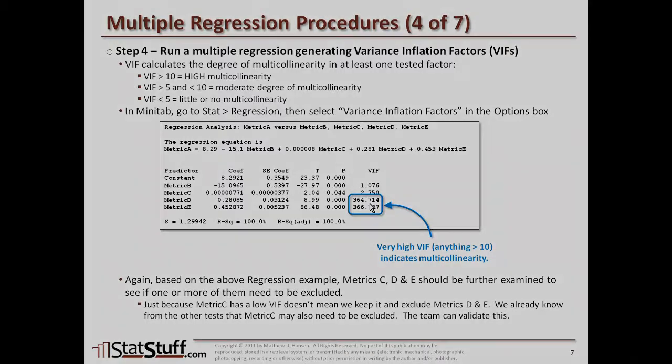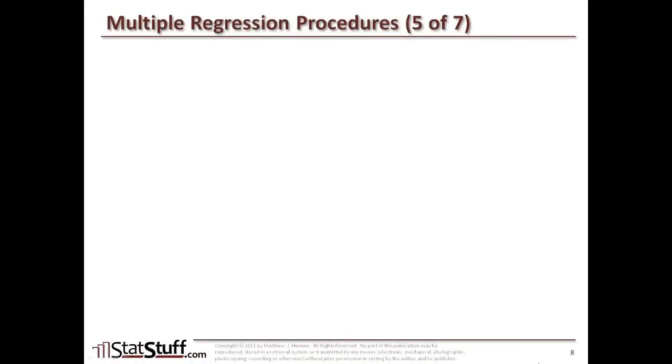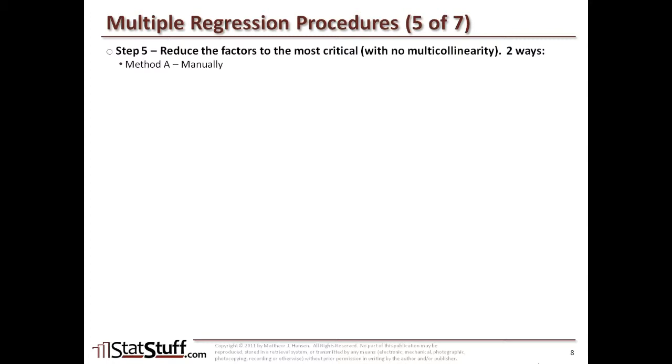Okay, so for step 5, we'll reduce the factors to just those that are most critical and don't have any multicollinearity. Now in step 5, we're going to try to reduce the factors to what we consider to be the most critical, that is, the ones that have the least amount or no multicollinearity, because that's what we're trying to do. Now, there are a couple of ways we could do that. The first method, we'll say method A, is a manual way of doing that.